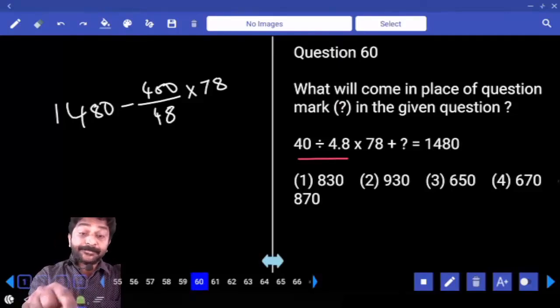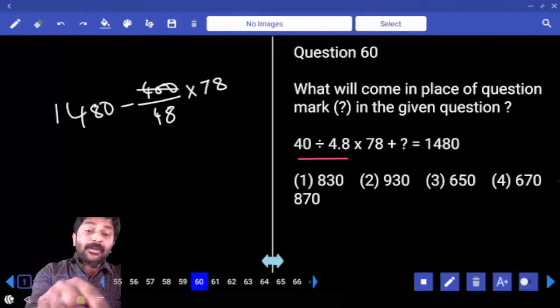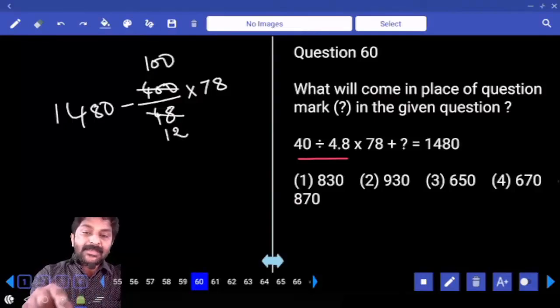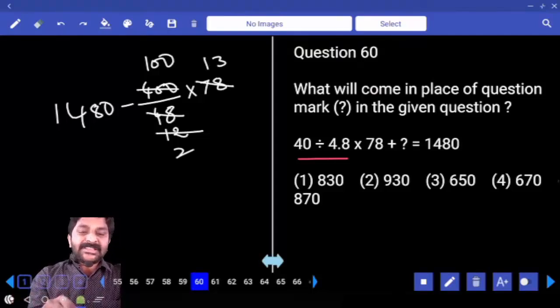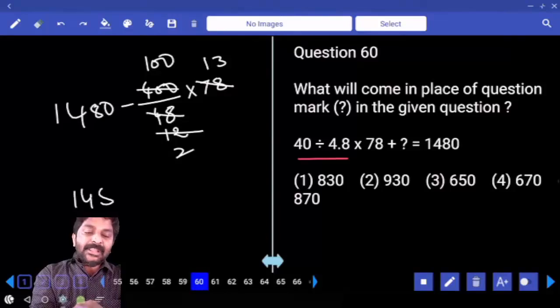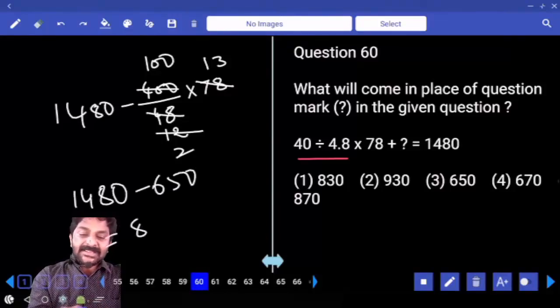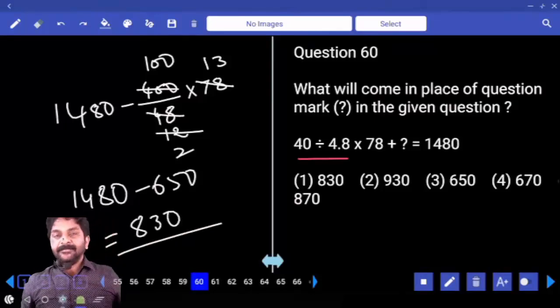Come on. 400 times 4 12 times. Cancellation with the 12. Direct multiple is not there. Okay. 6 2 times. 6 13 times. Correct? 1300 by 2. That is 650 only. From 1480, if you subtract 650, answer is 830.